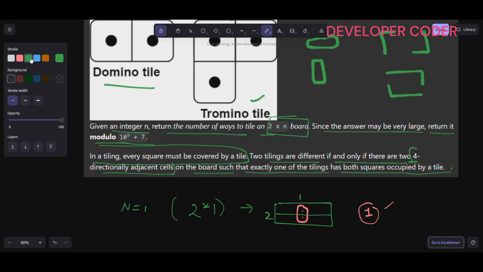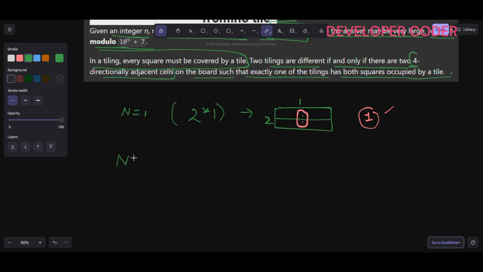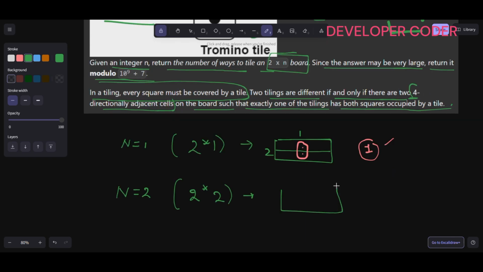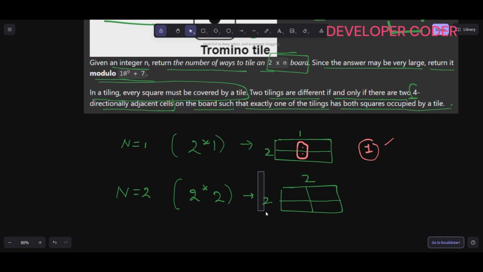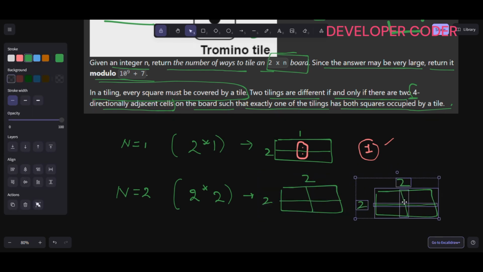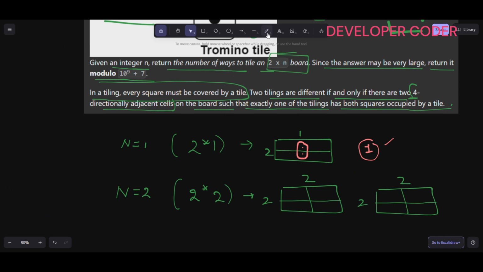Now if my n is equal to 2, that simply means my board is going to be a 2 into n board, so a 2 into 2 board. How many ways can we place the tiles? Let's see the ways. Let me copy this and paste the same thing here also. Now see the ways here.